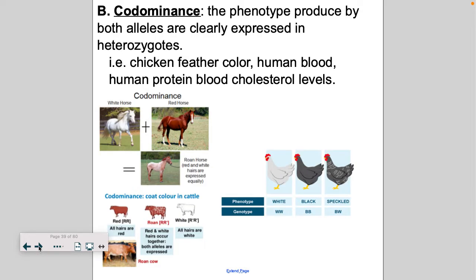Okay. Another example of an exception to Gregor Mendel's either-or trait is called codominance. And that means that when both alleles are in a genotype, so the capital letter and the lowercase letter, they are both expressed in the heterozygous. So we're not mixing. They kind of stand on their own. We see this in chickens, human blood, which I will come back to in a couple of slides, and human blood protein cholesterol levels.